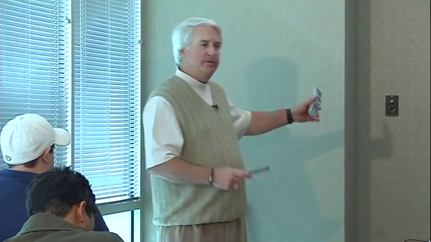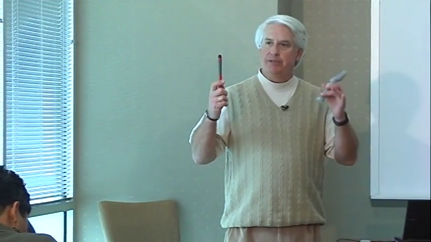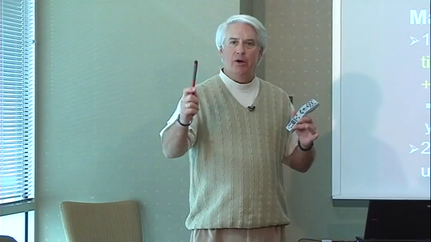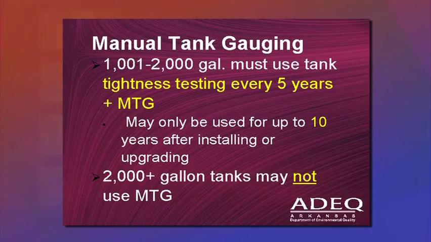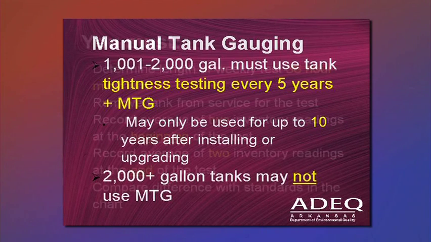But if you're using manual tank gauging, it can only be done for the tanks between 1,000 and not larger than 2,000 gallons. Manual tank gauging with tank tightness testing can be used on tanks between 1,000 and 2,000 gallons. In the middle of the 10-year period, you have to do a tank tightness test. If your tank is larger than 2,000 gallons, you cannot use manual tank gauging with tank tightness testing. If your tank is below 1,000 gallons, you can use manual tank gauging, and tank tightness testing is not required.